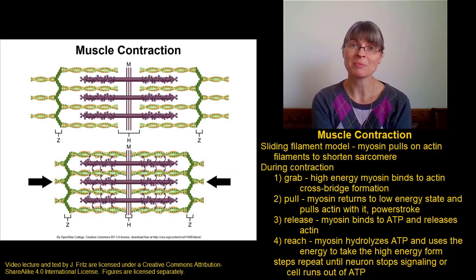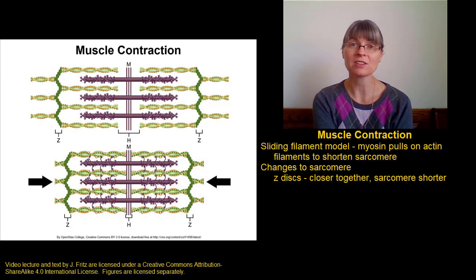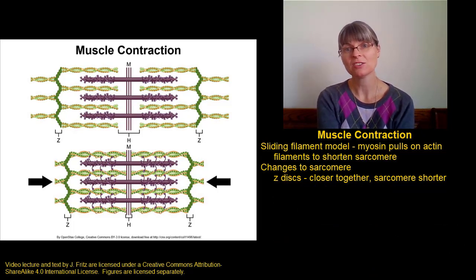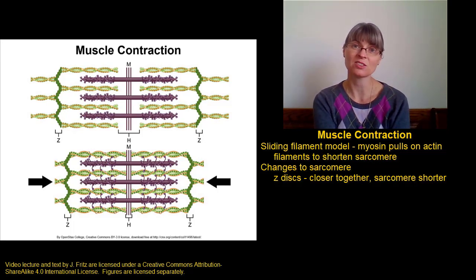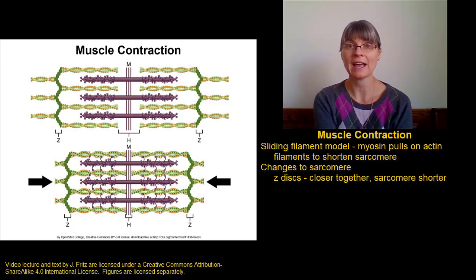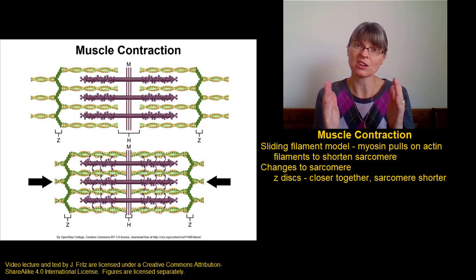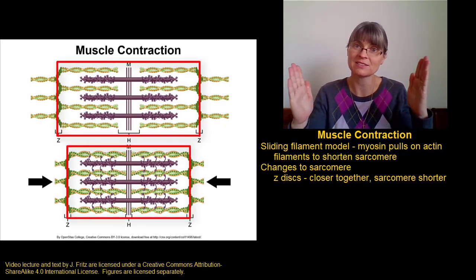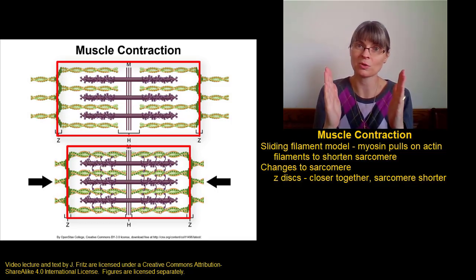If we take a look at what happens to the sarcomere as this contraction occurs, we can compare the sarcomere at the top of this figure to the sarcomere at the bottom of the figure. The top one is more relaxed, and the sarcomere at the bottom is more contracted. And you can see that we shorten the sarcomere. The distance between the Z discs gets shorter as we pull them in towards each other. So the sarcomere itself is going to get shorter.